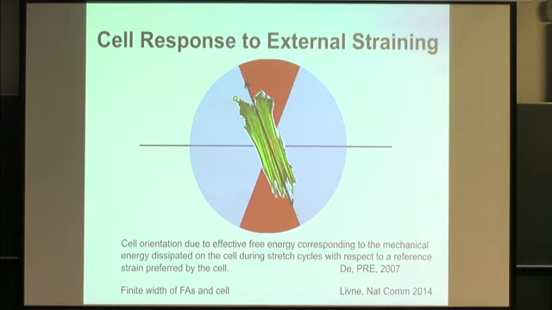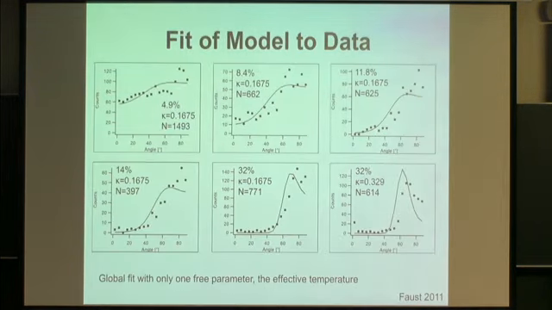Then later on, last year, Livni published an extension of that theory where they took into account that both the cell and the focal adhesions have a certain width. They are not needle-like structures. This gives the modification.